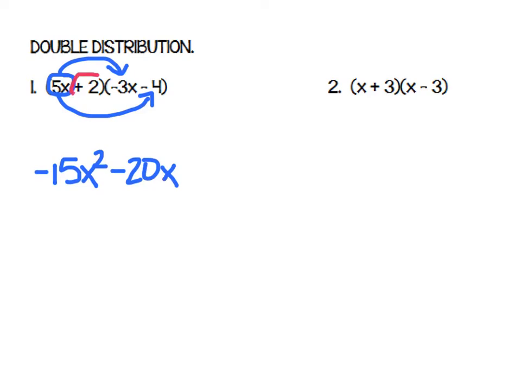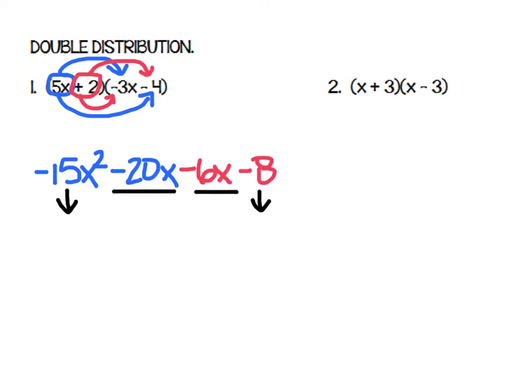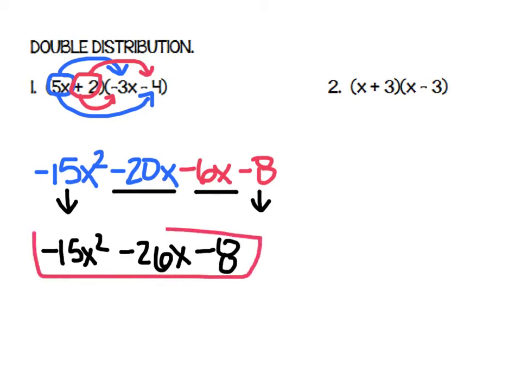Now I've got to distribute the positive 2. 2 times negative 3x is negative 6x. And then 2 times negative 4 is negative 8. Now you look to combine like terms. Typically, your 2 terms in the middle will be the terms that you can combine. So I would bring down the negative 15x squared. Negative 20x plus a negative 6x is negative 26x. And then I'd bring down the minus 8. And that would be our answer.